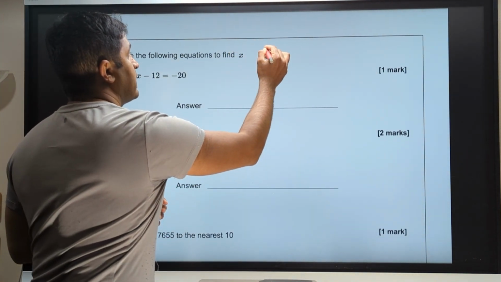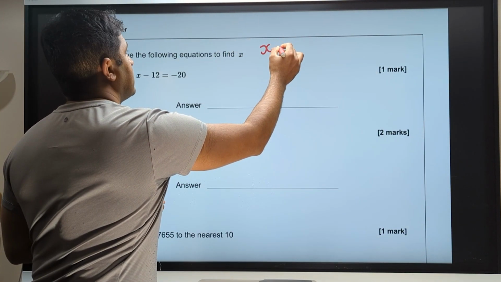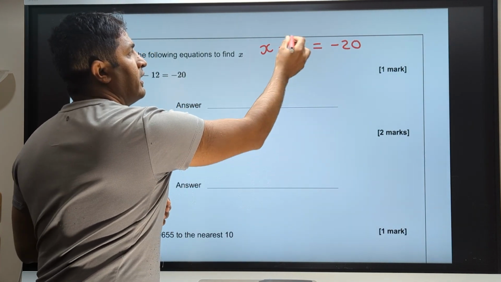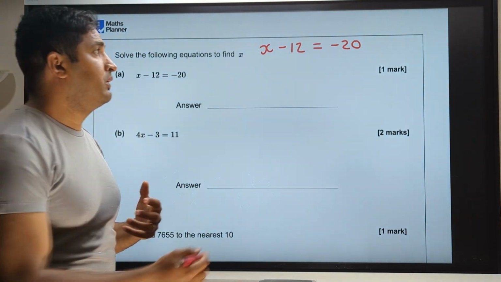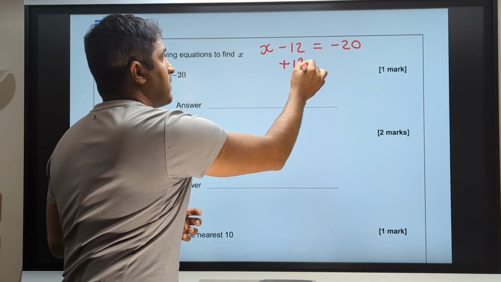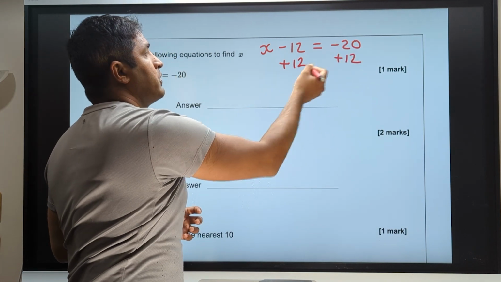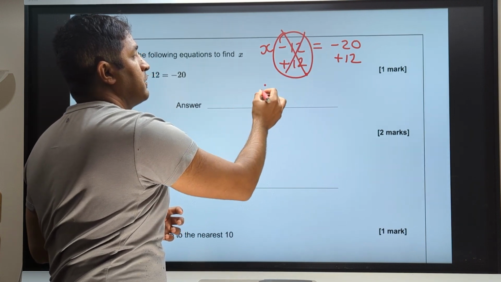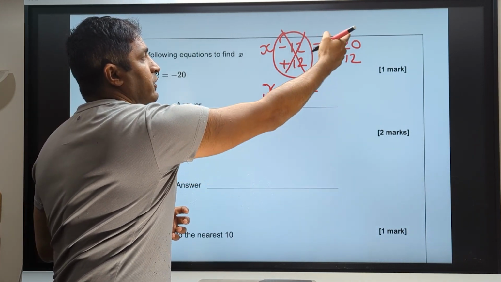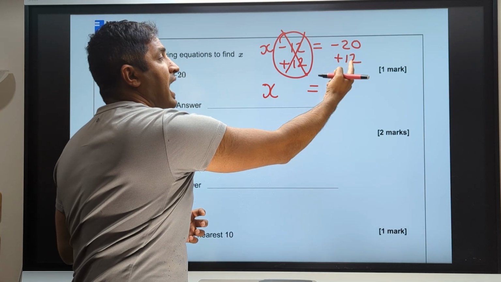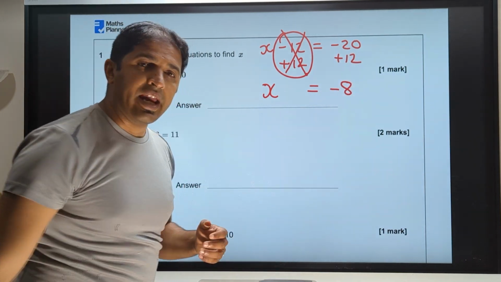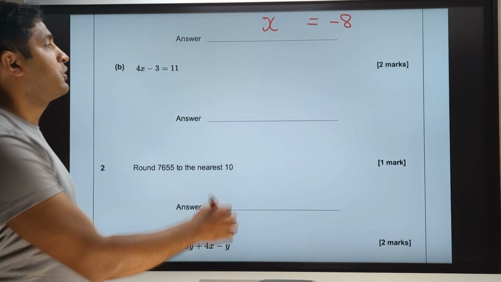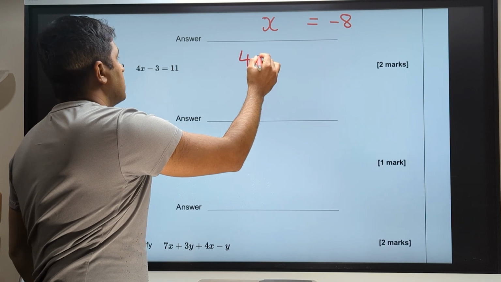So I'm going to write the equation again: x minus 12 equals negative 20. To get rid of the negative 12, we need to add 12. So we add 12 on both sides. Negative 12 and positive 12 give you 0, so we're left with x, and on the right hand side, negative 20 add 12 gives you negative 8. And that's our answer, doing the same thing to both sides.